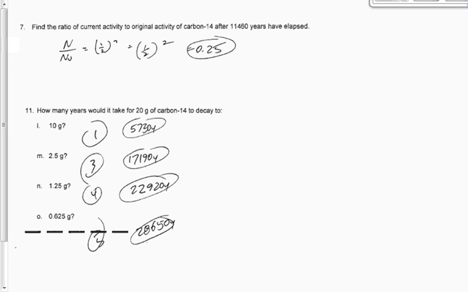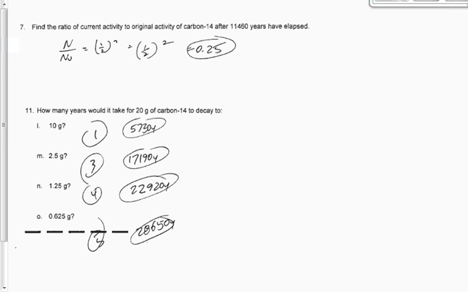We're going to take a look at the homework that we had last night. There were two bits of it: worksheet number 24, which you guys did well on, and worksheet number 25, questions 2, 7, 11. I want to real quickly go over question number 7, which says, find the ratio of current activity to the original activity in carbon-14.